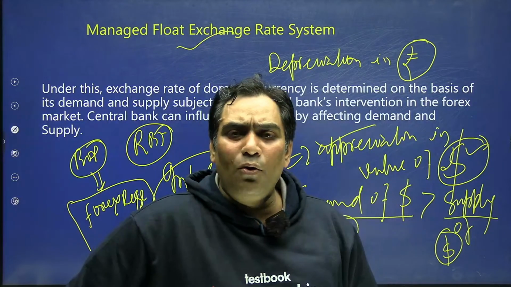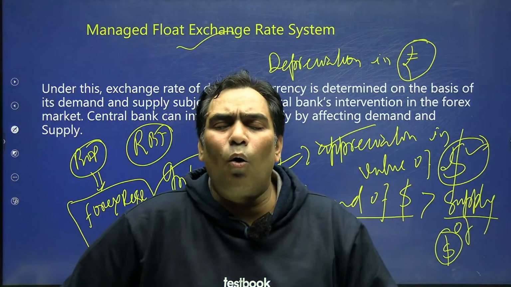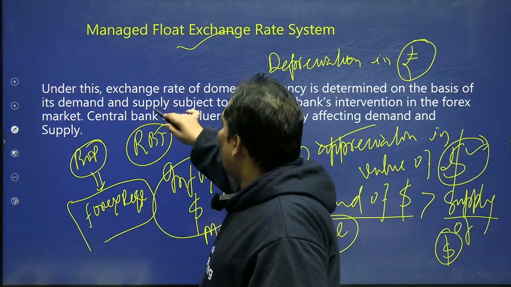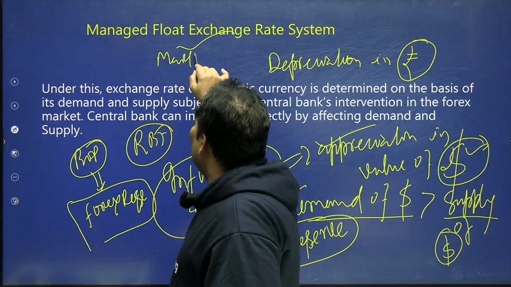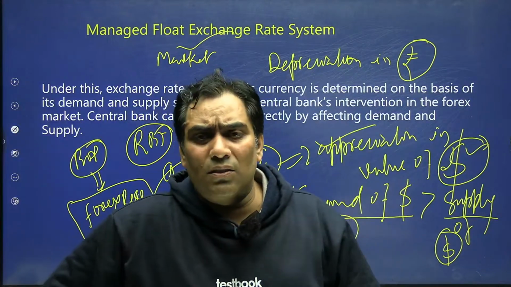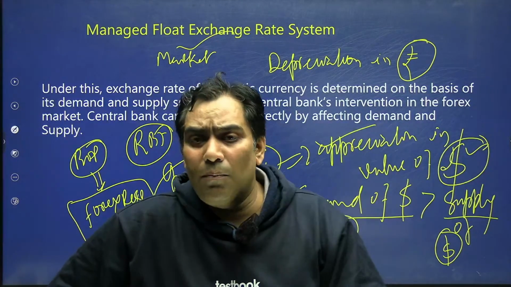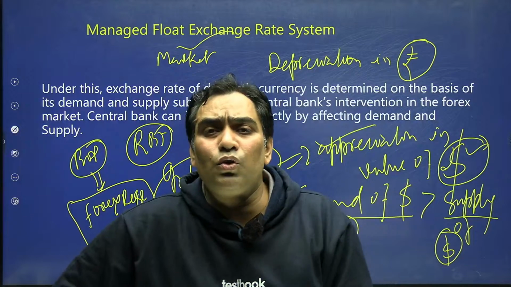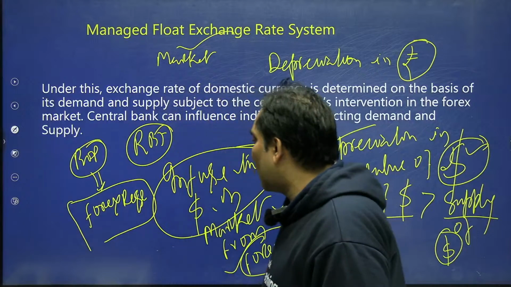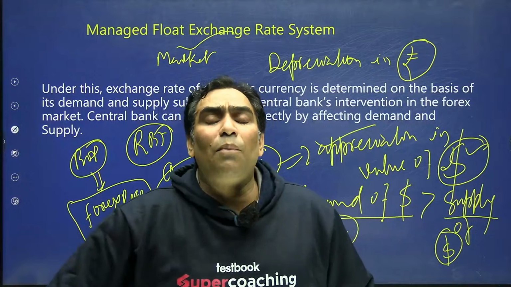So how will RBI act? RBI will suck out the extra dollars through the open market operation, that is known as market stabilization scheme. We discussed it when we were discussing monetary policy. There are extra dollars in the market, so RBI needs to suck out the extra dollars, and they will make it part of forex reserves. So that is the managed float.